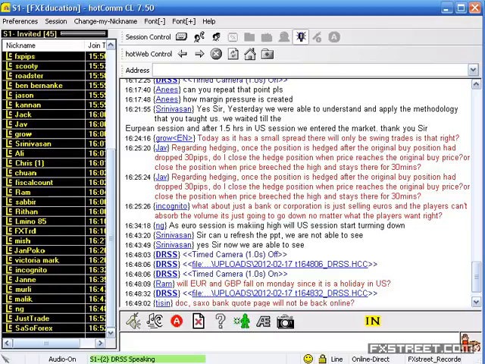Incognito asks: what about when a bank or a corporation is just selling euro and the players cannot absorb the volume? It is just going to go down no matter what the players won't ride. Okay.